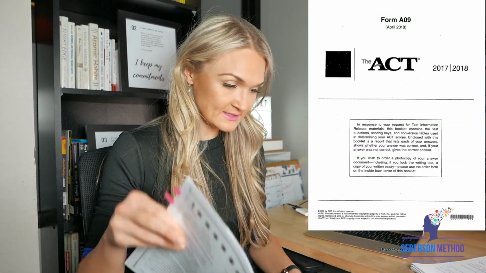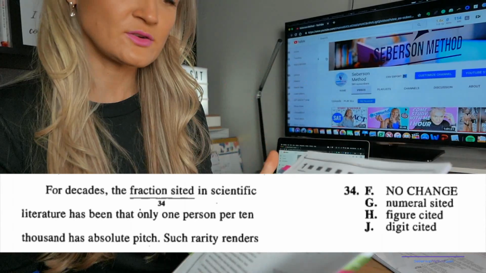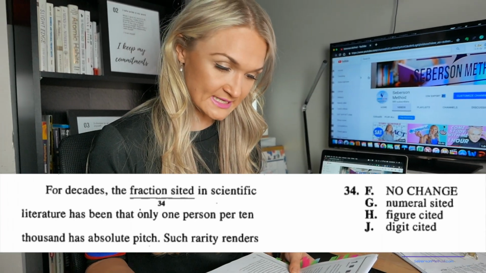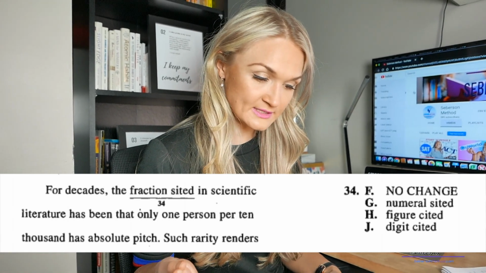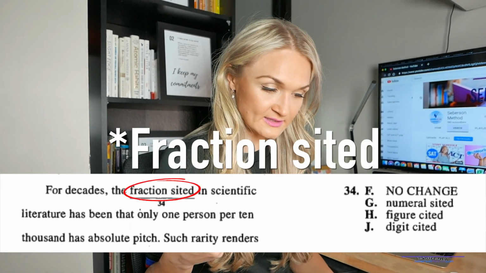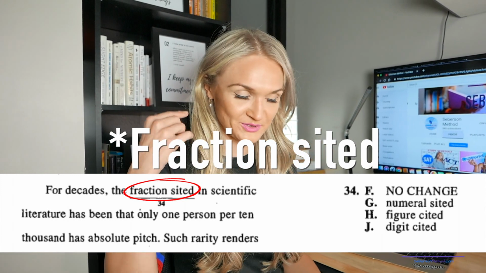So we don't have to go far. All right, so this is from test A09 from the ACT, and this is question number 34. My student here made a mistake because she thought that 34 was "figure sighted." And I'm assuming this was her train of thought.